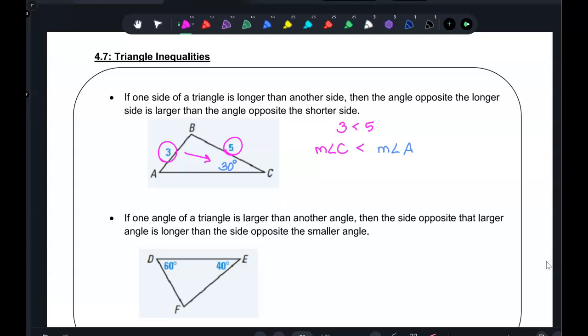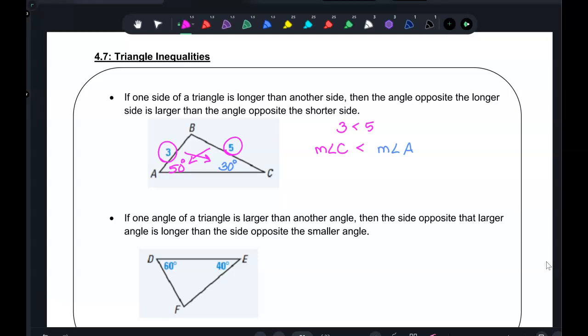Now, based on that, 5 is a bigger side. So that means the angle opposite has to be a bigger angle. So what would be bigger than 30 degrees? 31 degrees, 40 degrees, 50 degrees. Okay? So no matter what, if one side is bigger than the other, then the angle across from it has to correspond.